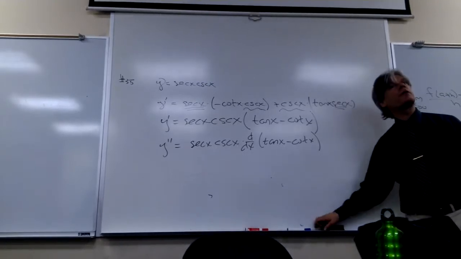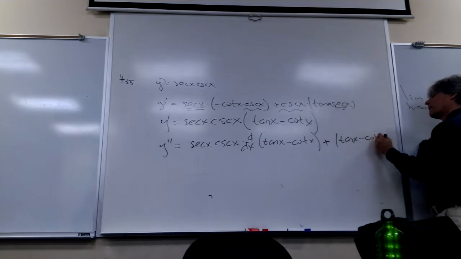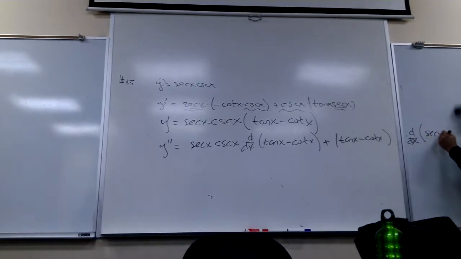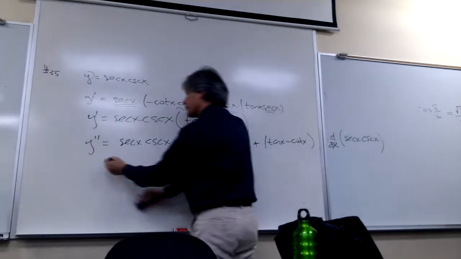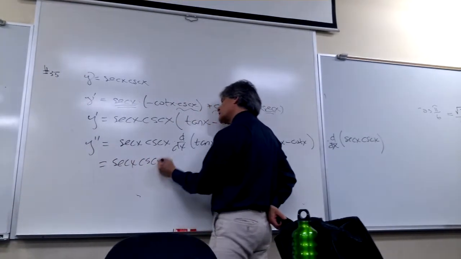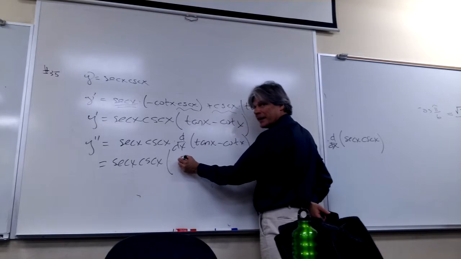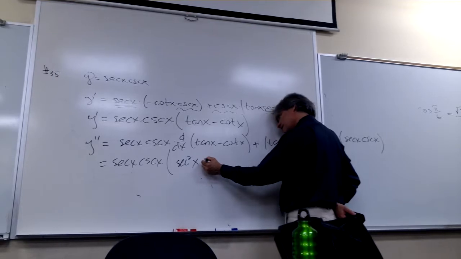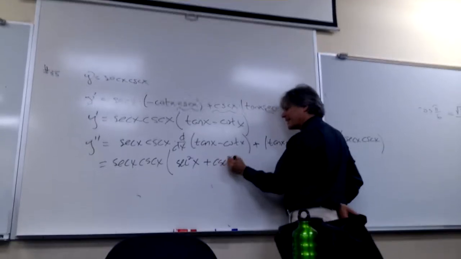Sorry, I'm in the middle of the product rule application. I guess if I add to this the second as is, times the derivative with respect to x of the first factor, which was this product. But that's merely going to give me the secant of x times the cosecant of x times secant squared of x, plus, yes, I agree.